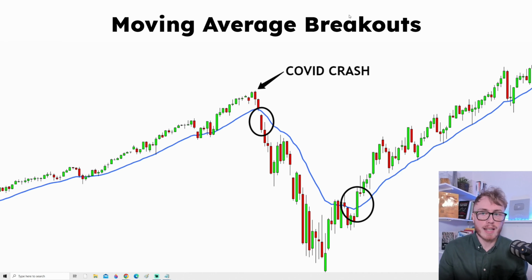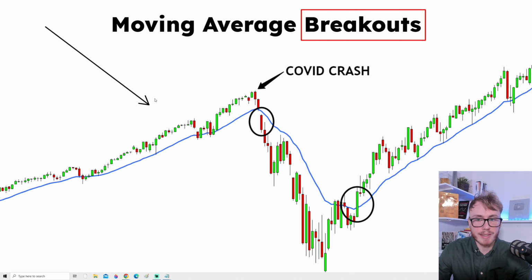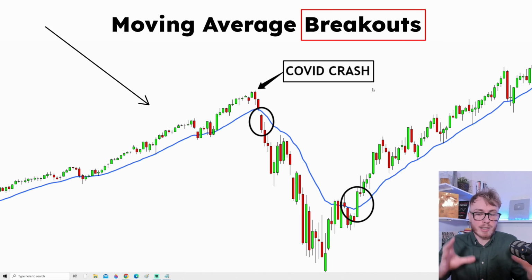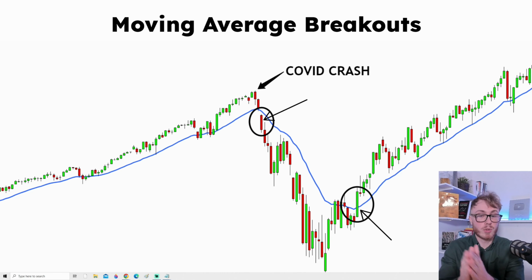The first thing we have to understand is, what do we mean when we talk about breakouts from moving averages? Well, let's take a look at this chart right here. This chart was actually the stock market crash that happened during COVID. And I think this is a great example to demonstrate what a true moving average breakout actually is. A moving average breakout is, in very simple terms, when the price clearly crosses below a moving average or clearly crosses above. So these 2 points right here are clear examples of breakouts.